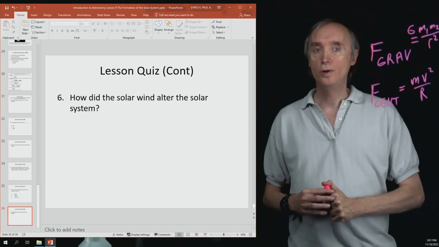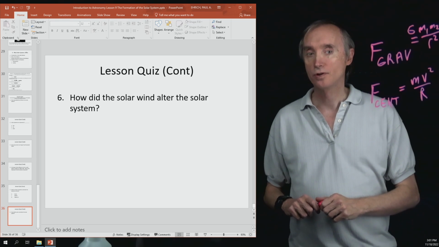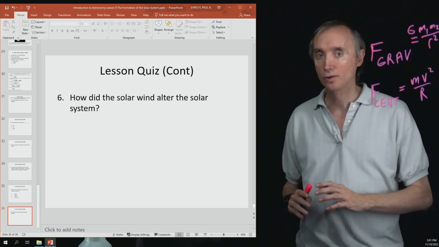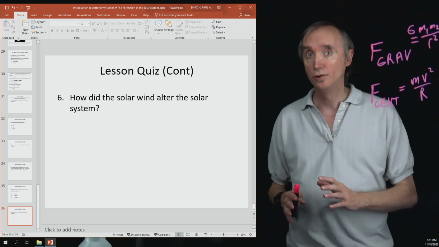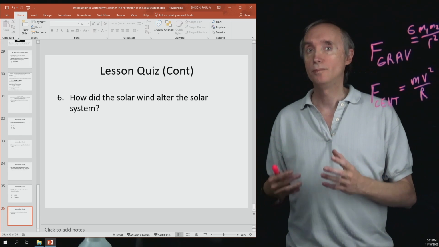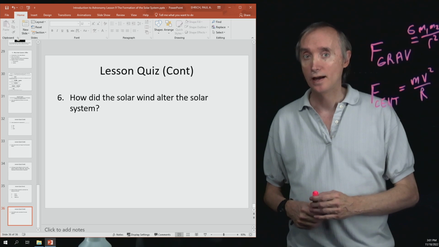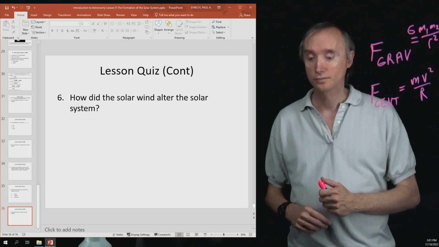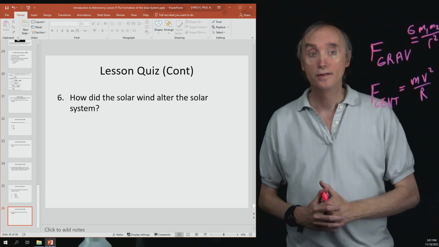How did the solar wind alter our solar system? As soon as that solar wind began to blow, it blew the remaining hydrogen out of the solar system. Okay, and that's it.